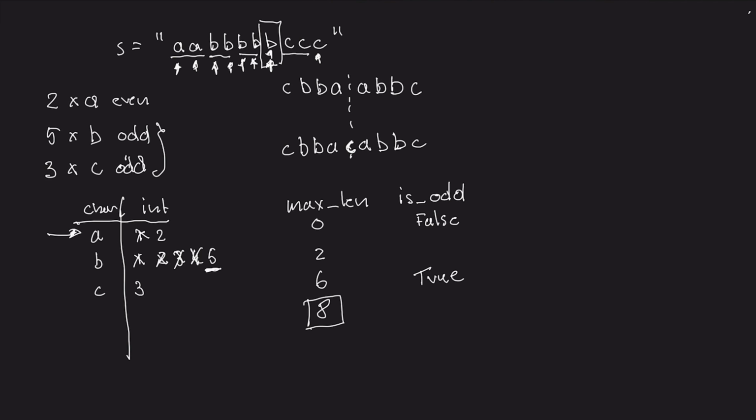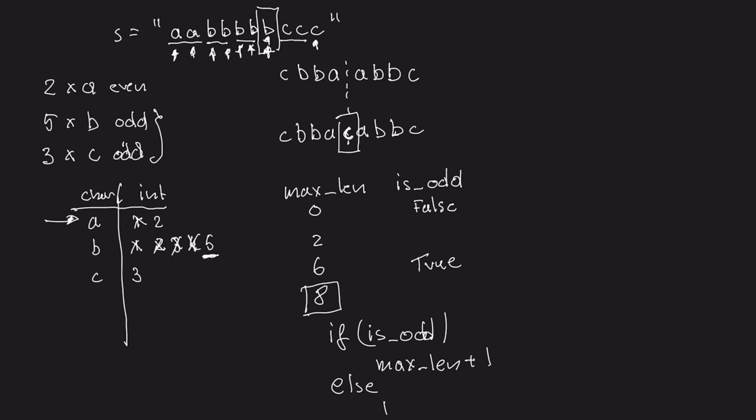And the 8 is the final result, but we have to account for the fact that if there is an odd numbered letter, like in this case we had a C, we can add one letter to the final result. So the final result is going to be something like: if is odd is true, then we will return max length plus 1, else we will return max length.